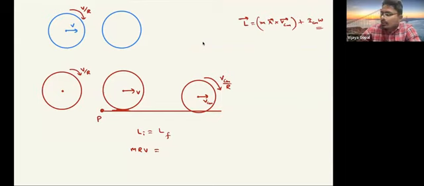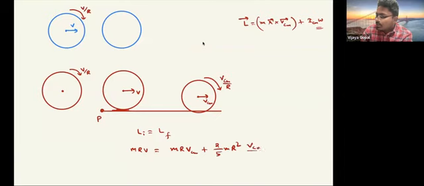Okay, sir. That's fine. Then, if that is the case, MRV here, no omega is there initially. And finally, MR VCM plus ICM omega. They told it's a solid sphere only, no? Solid sphere means I is 2 by 5 mr square. 2 by 5 mr square into omega. Omega is VCM by R.